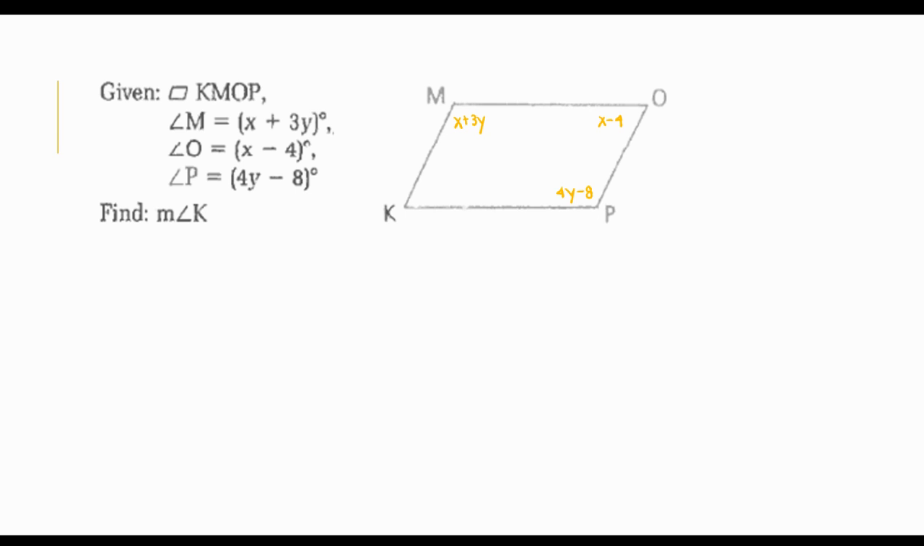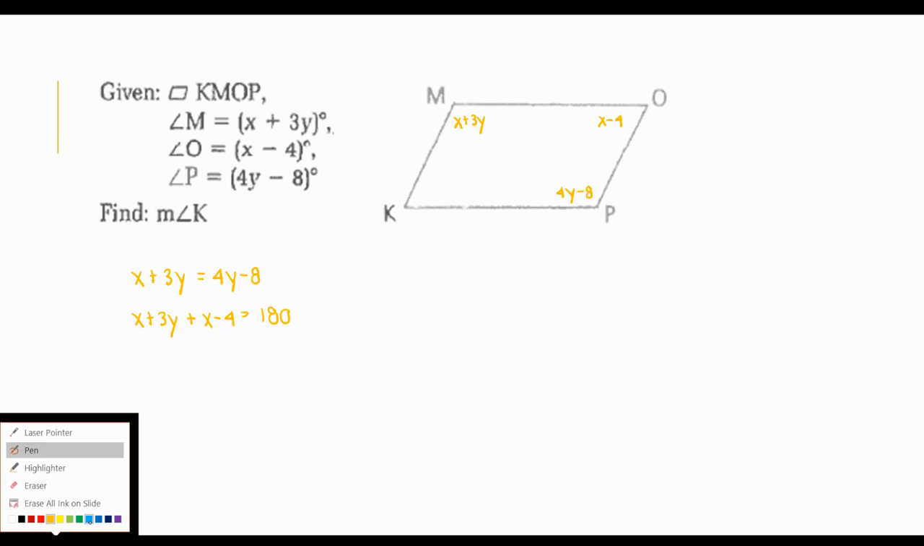Notice that in this, angle M and angle P are opposite. So x plus 3y is going to equal 4y minus 8. We actually have 2 different sets of consecutive angles here. M and O are right next to each other. O and P are right next to each other. So it doesn't matter which set of consecutive angles you pick. I think I'm going to pick M and O. So x plus 3y plus x minus 4 is going to equal 180.